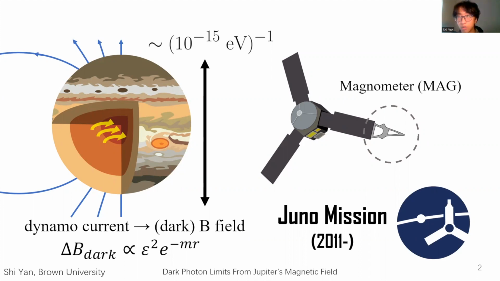If we have a strong magnetic field like the one generated by Jupiter's dynamo current, parameters of the dark photon can be well constrained according to the corresponding dark field. And because we have precise information of Jupiter's field from the Juno mission, Jupiter can be a quite potent tool for us to constrain the parameters that we are interested in.